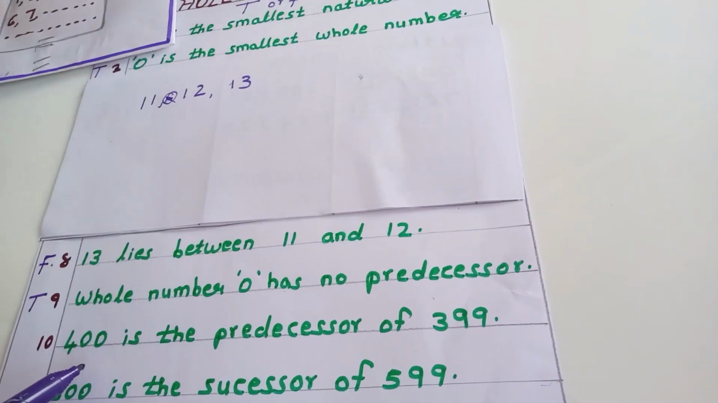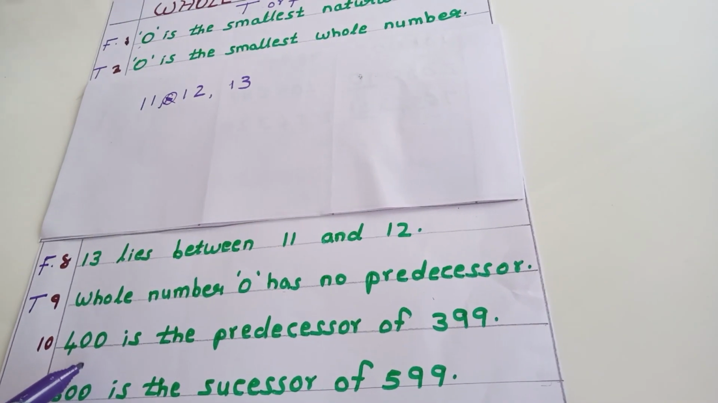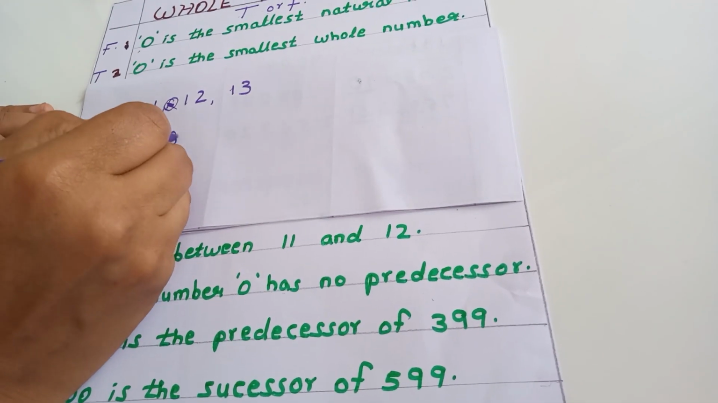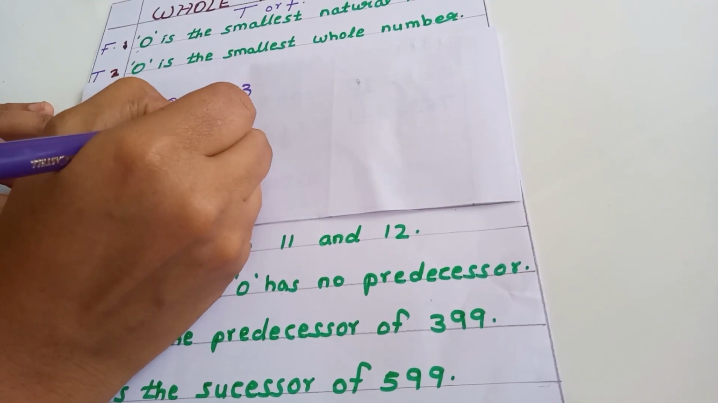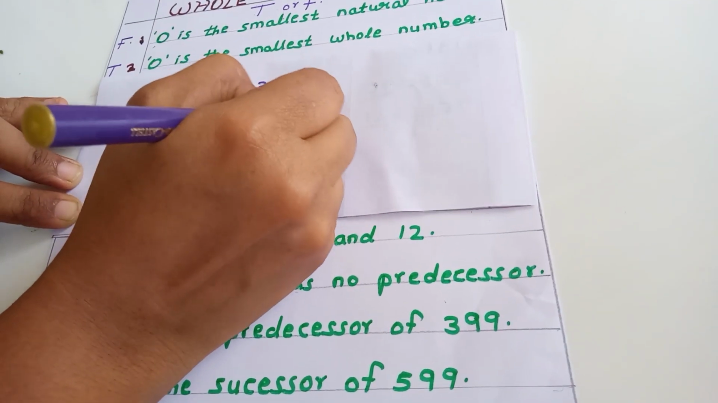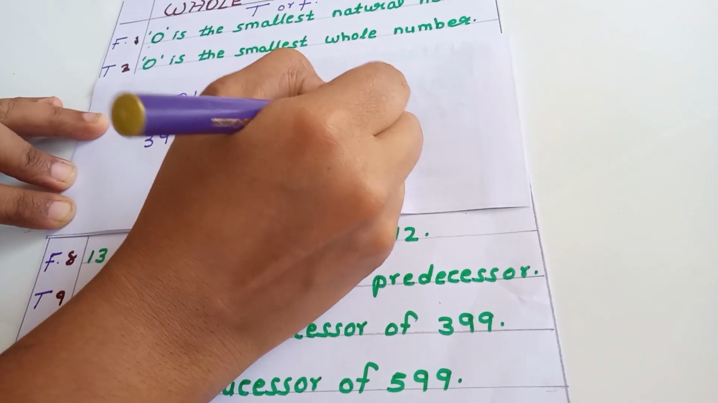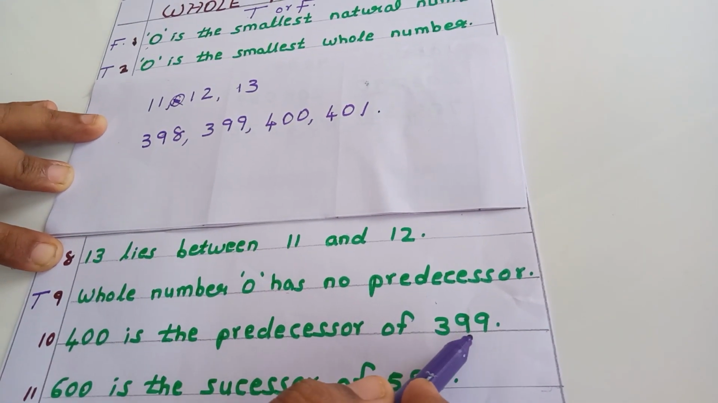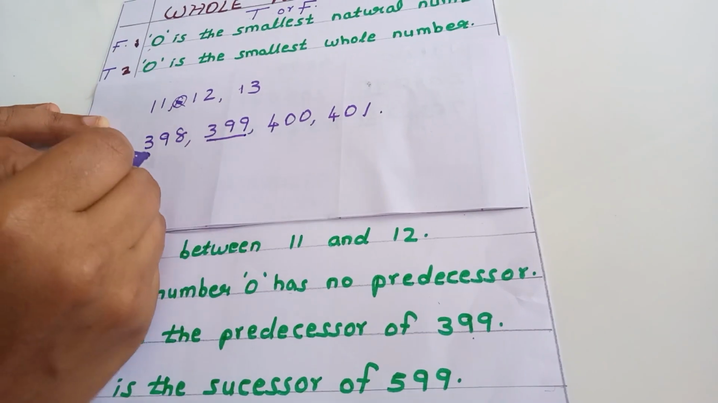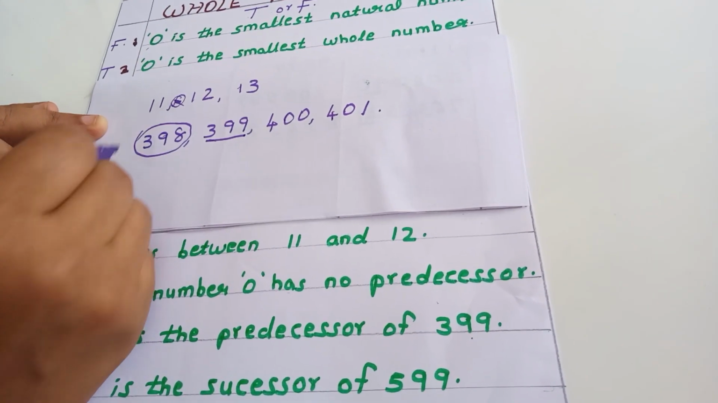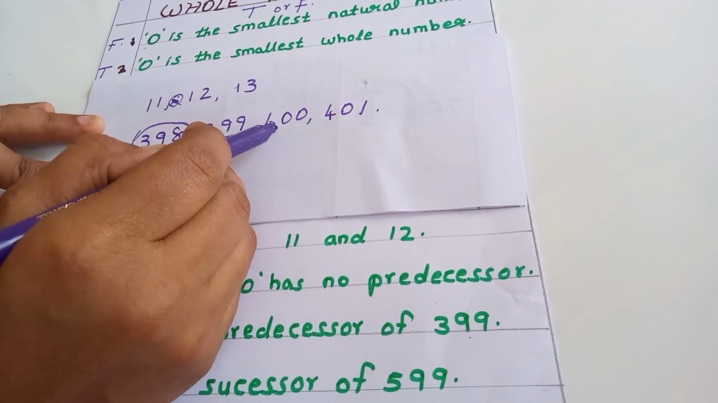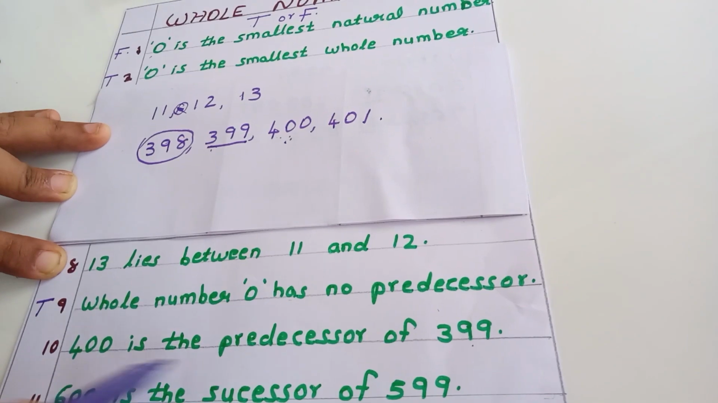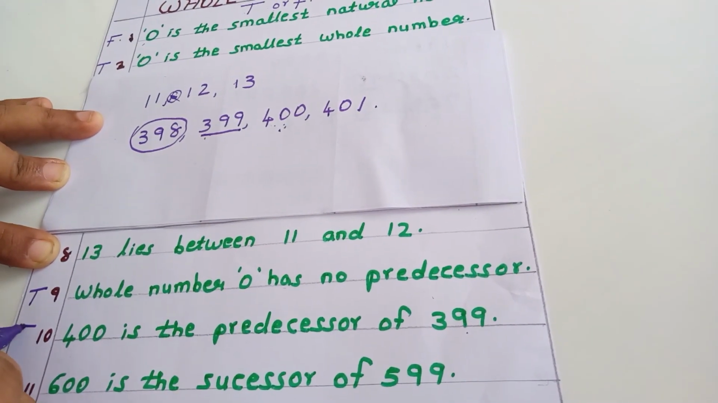400 is the predecessor of 399. Just write down the numbers: 398, 399, 400 and 401. They are saying that 400 is the predecessor of 399. No, this is a successor. 400 is the successor of 399. So our given statement is false.